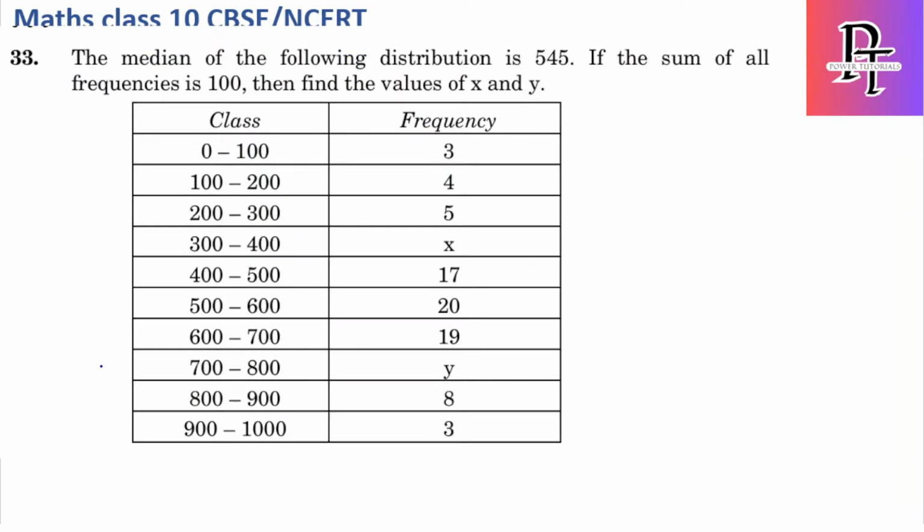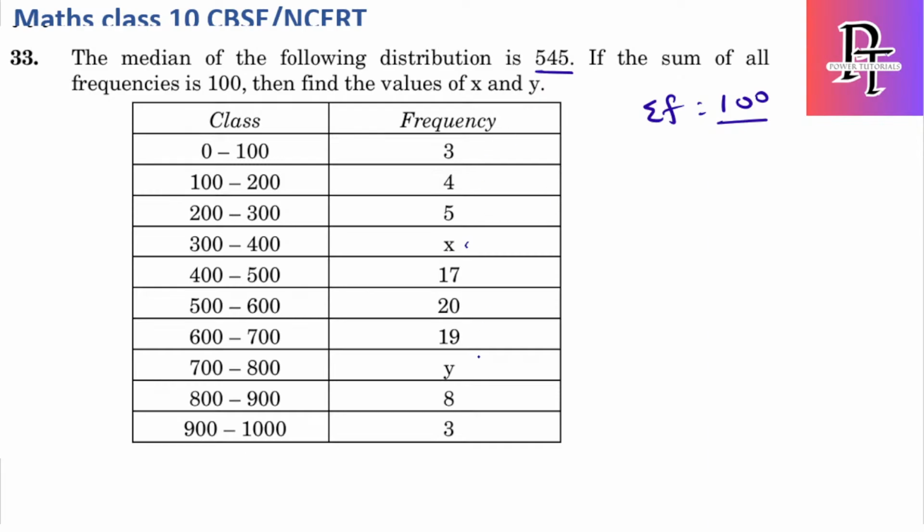So the 33rd question is related to statistics, that is a median question. So let's see the question. The median of the following distribution is 545. They have provided the median value 545. If the sum of all frequencies is 100, so the n value they have provided, that is sigma f is equal to 100. They are asking us to get the values of x and y.